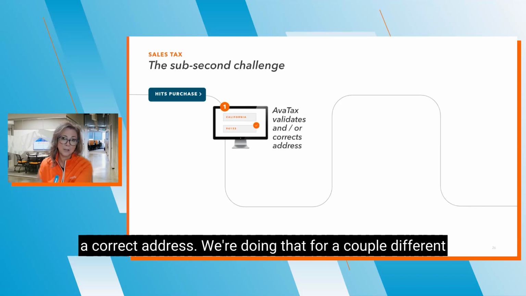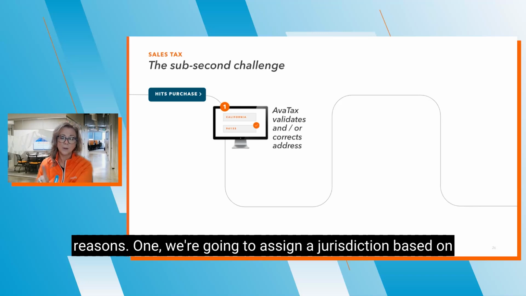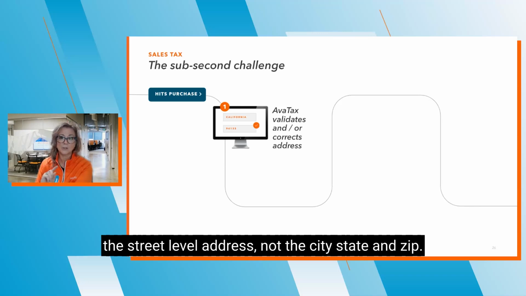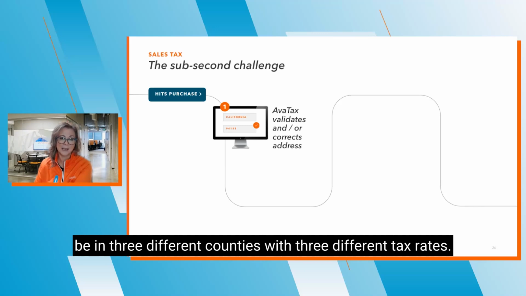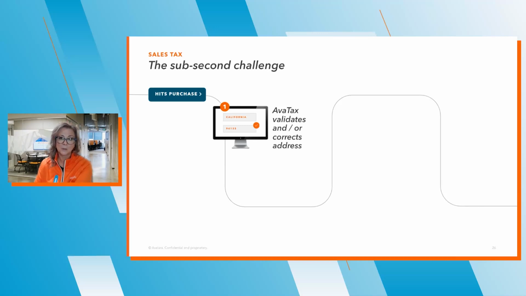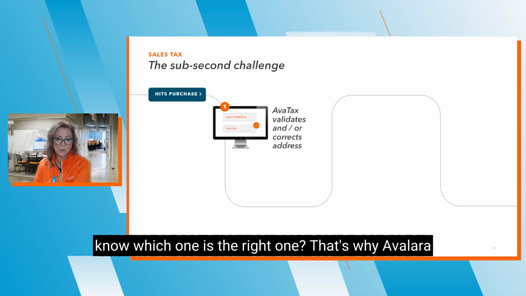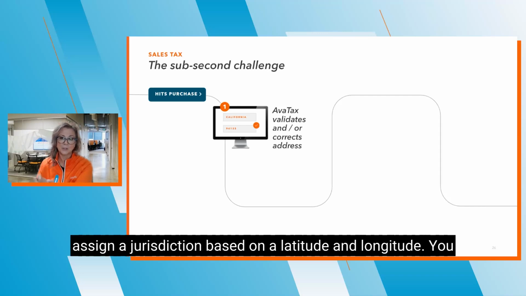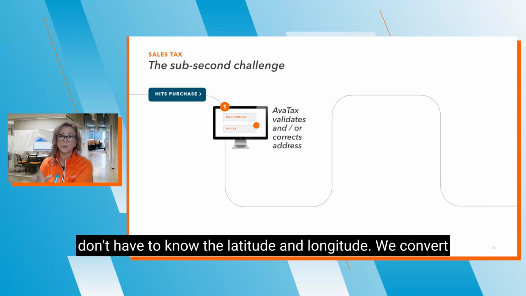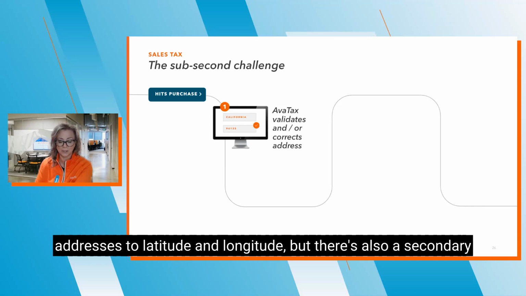And we're doing that for a couple different reasons. One, we're going to assign a jurisdiction based on the street level address, not the city, state, and zip. My old address in Georgia, Swanee, Georgia 30024, happens to be in 3 different counties with 3 different tax rates. So if you're using a zip code, how do you know which one is the right one? That's why Avalara is using that street level address to be able to assign a jurisdiction based on a latitude and longitude. You don't have to know the latitude and longitude. We convert addresses to latitude and longitude.